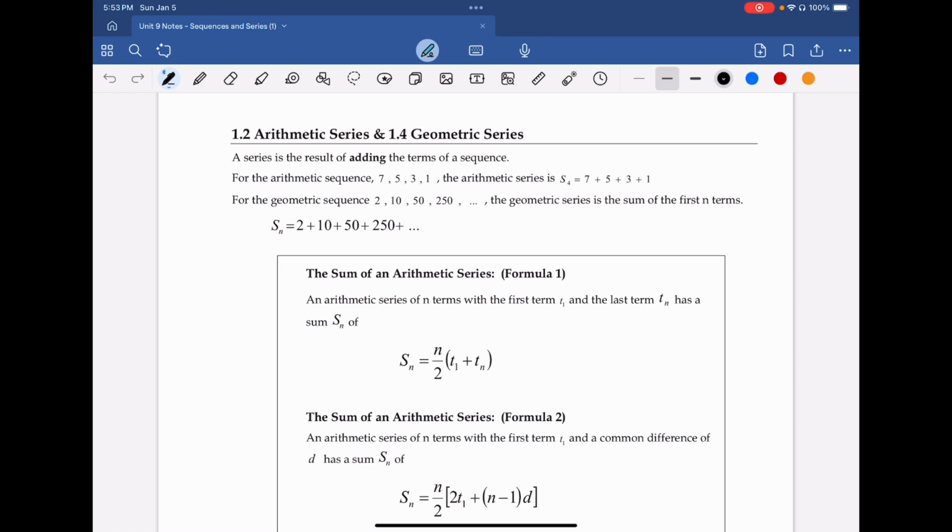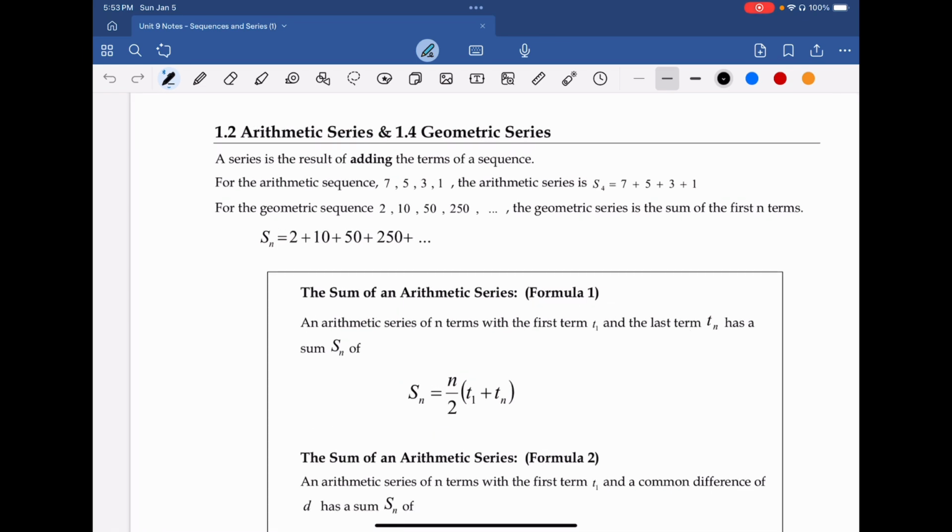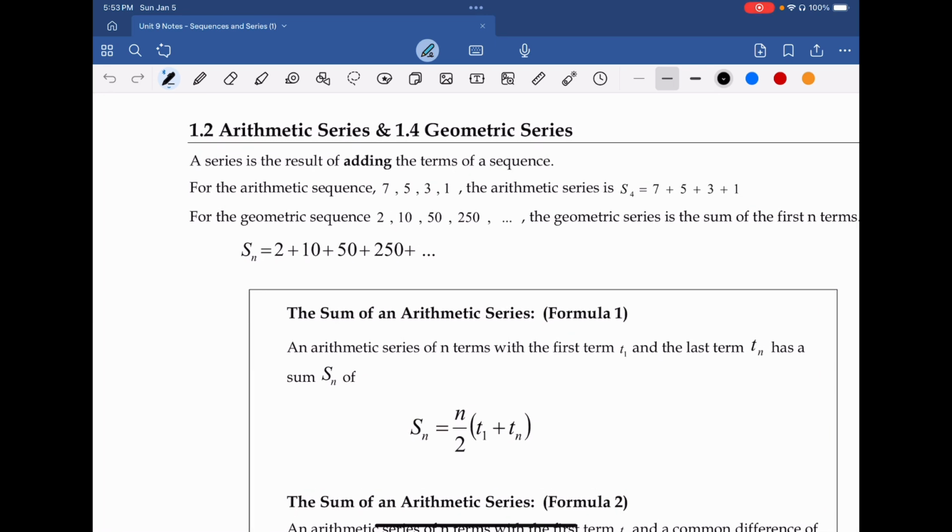Now, the big difference between sequences and series is when we talk about adding or subtracting terms in a given sequence, that then transforms it into a series. So when we add any given terms in a sequence, we then construct some sort of series. And these can either be finite or infinite, as we're going to see.